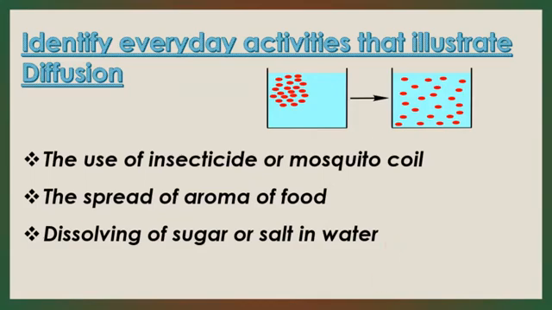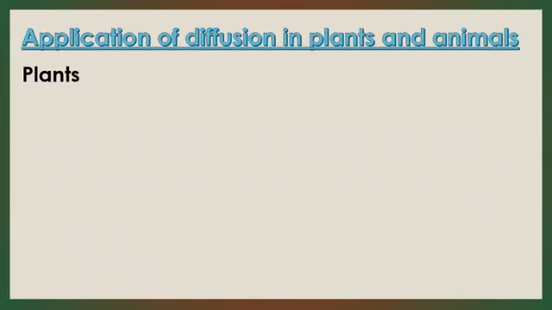Now let's move on to application of diffusion in plants and animals. So just gone by is an application, or everyday activities, that illustrate diffusion in everyday life. But here we're looking at examples of diffusion in plants and animals. So let's consider the first one, plants.